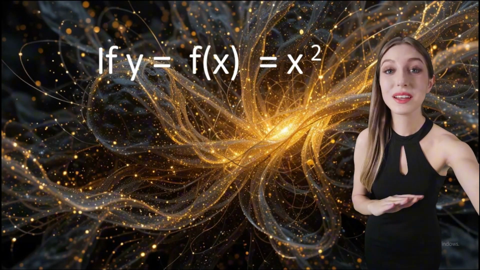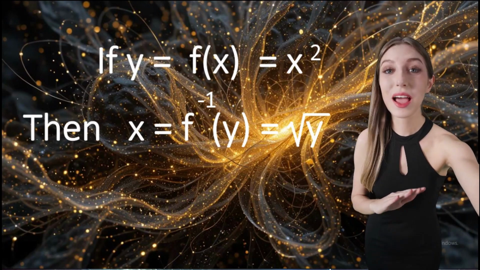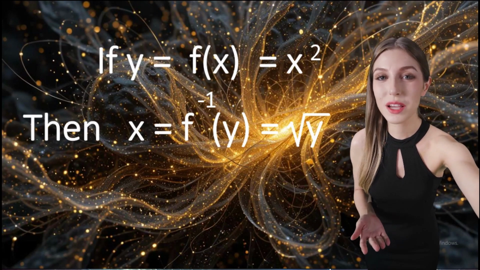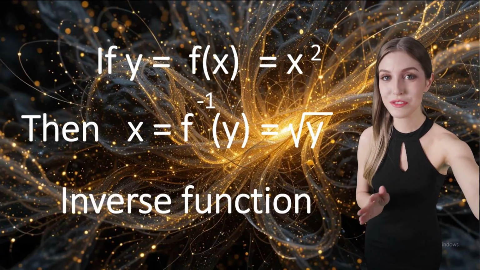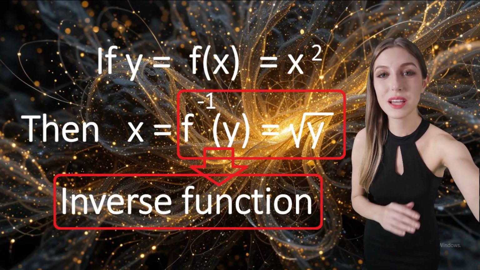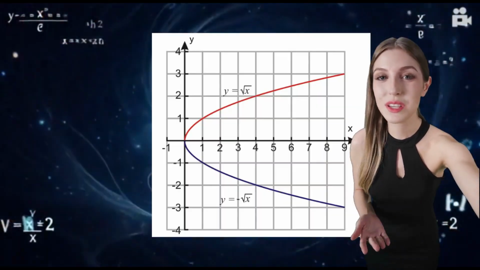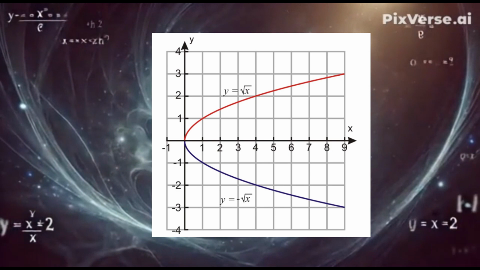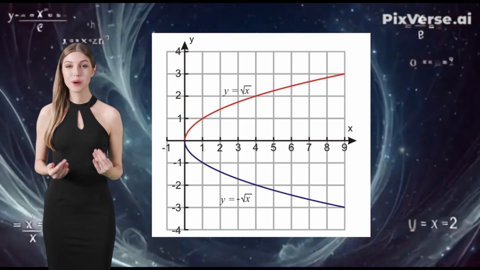If we have y as a function of x equal to x squared, then we can write x as another function of y equal to square root of y. Square root is a new function called inverse function. The graph of inverse function or square root function can be drawn. The shape is a parabola, but in a different direction.